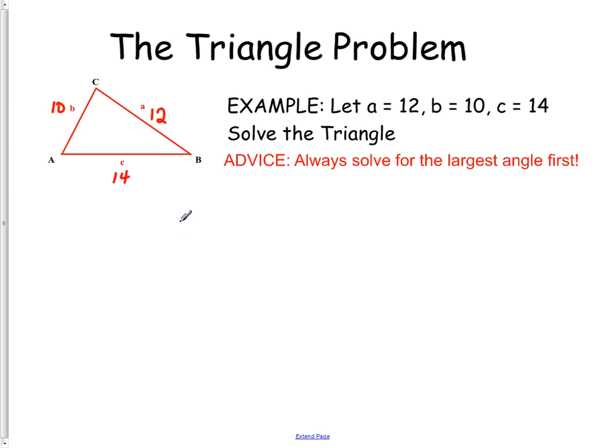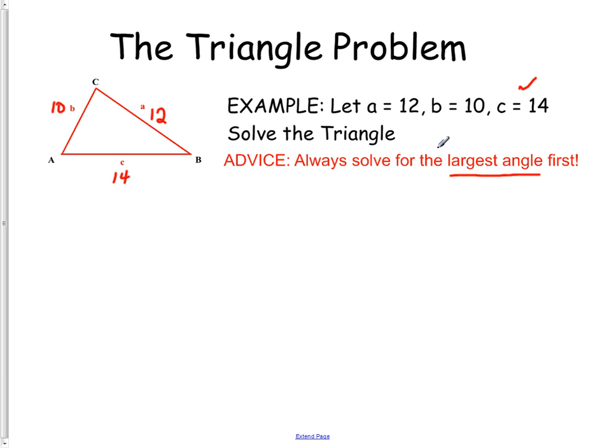All right. Well, how do I know which one to solve? Here's my biggest advice. Always solve for the largest angle first. So now we look at the sides. How do we know what the largest angle is? Our rule was that the largest angle is always opposite the largest side. Where's the largest side? Well, here it is, 14.